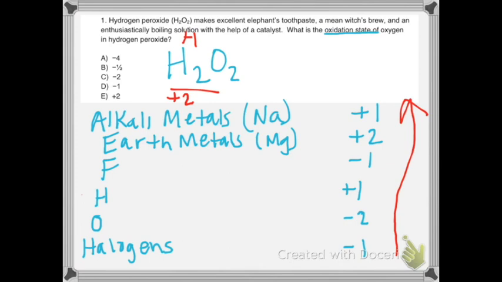We also know that the sum of the oxidation numbers needs to equal the charge on our molecule. And so our molecule's charge is 0. It's neutral. So if we have +2 from the hydrogens, we know from the total of the oxygens, we need to have -2. And since we have 2 oxygens here, we know that it will be -1.